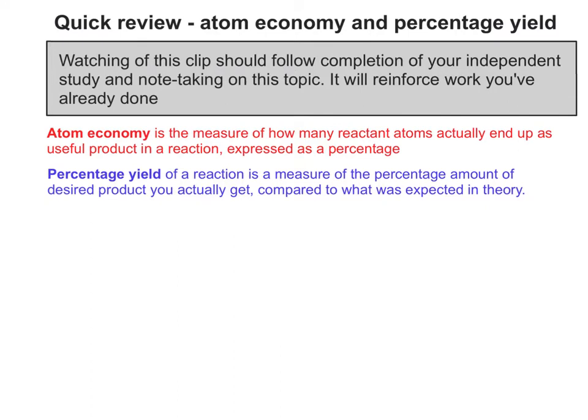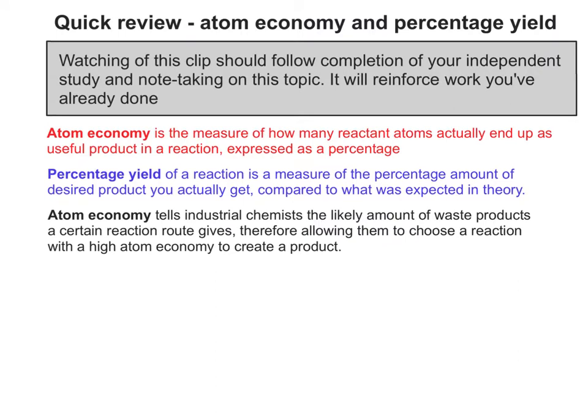So first of all, atom economy is a way of measuring how many reactant atoms actually end up as useful product in a reaction, expressed as a percentage. The percentage yield, on the other hand, gives a measure of the percentage amount of desired product you actually get when you carry the reaction out, compared to what you were going to expect in theory.